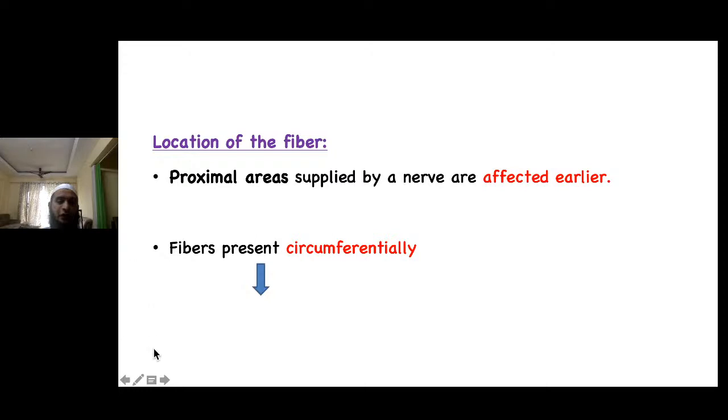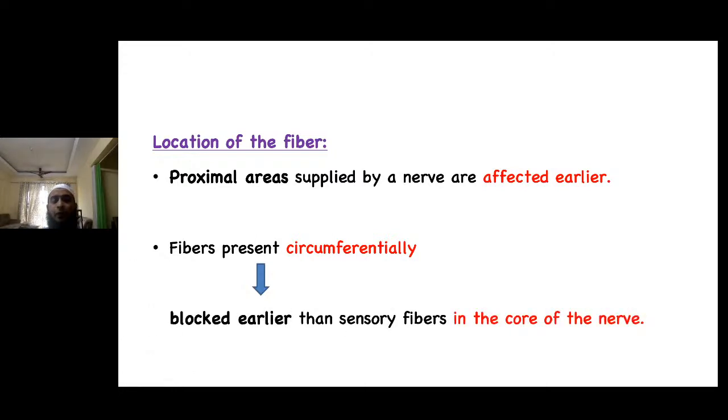circumferentially, meaning they are present around the nerve, are blocked earlier as compared to sensory fibers in the core of the nerve. Now suppose these are the nerve fibers which are present. Many nerve fibers come together and there is formation of the axon. So first it blocks these nerve fibers which are present in the circumference.